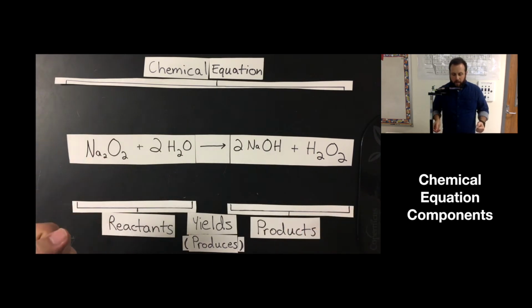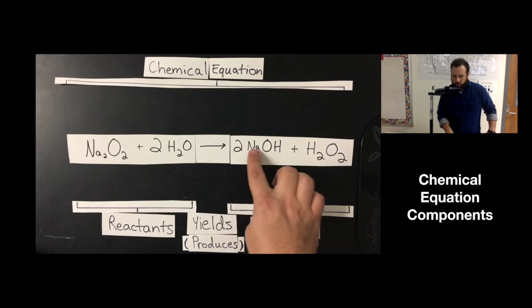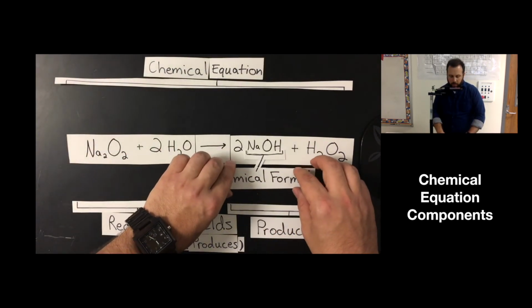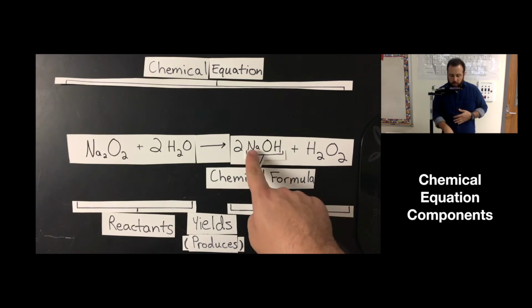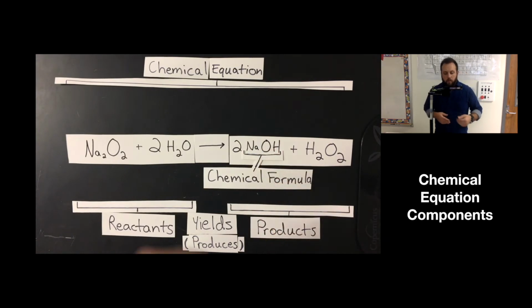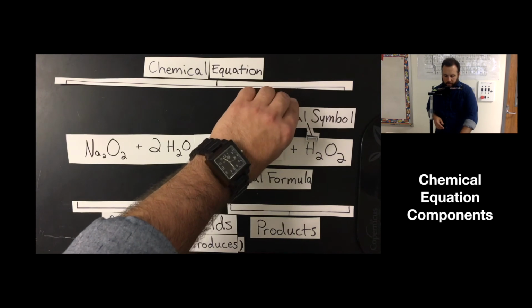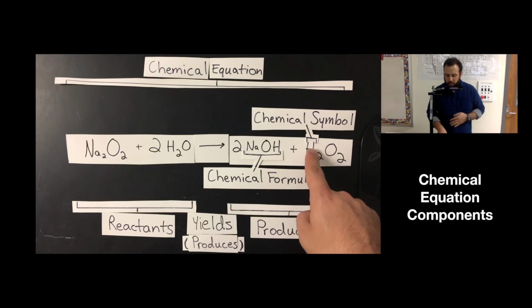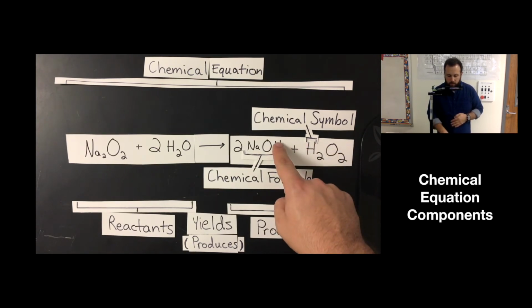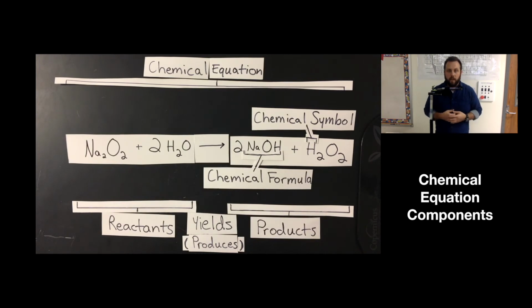Now in here we've got different parts. This part right here is a chemical formula. A chemical formula is basically what the compound is made of. For example, this one is made of sodium, oxygen, and hydrogen. Each one of those symbols represents an element. For example, this capital H tells us that the element in that compound is hydrogen. Each one of these is a chemical symbol that tells us an element that's involved in this reaction.